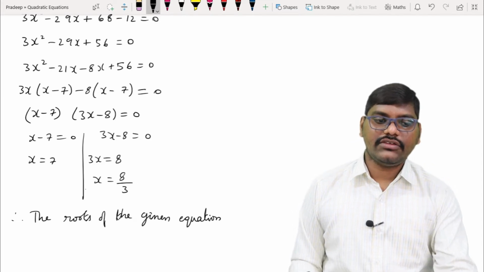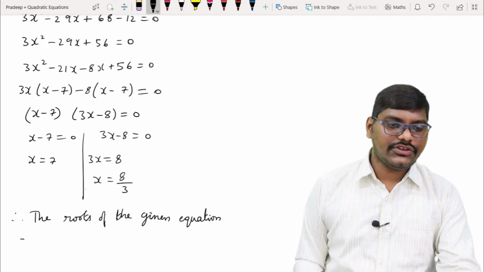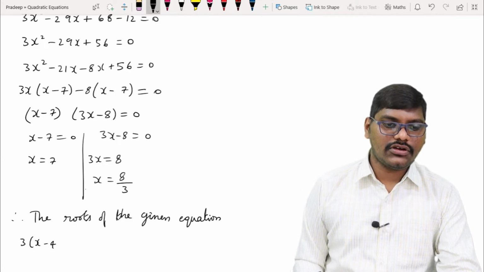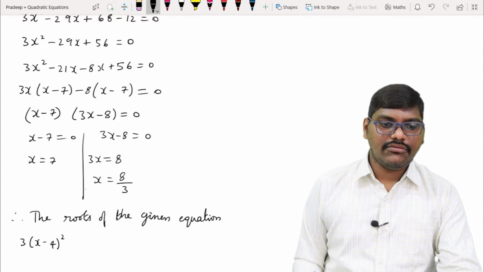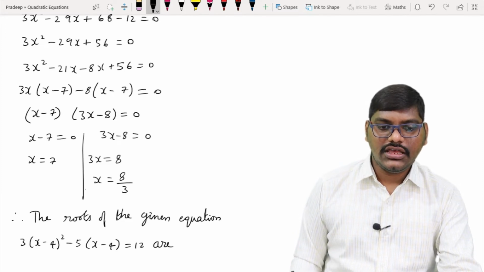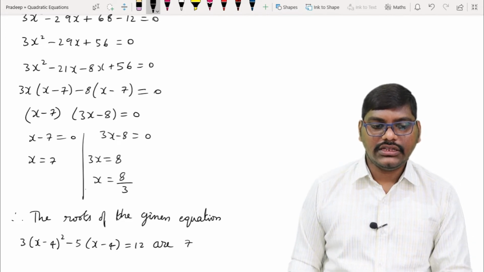So first, the given equation, that we'll also write here, is 3(x − 4)² − 5(x − 4) = 12, and the roots which we got are, one is 7 and the other one we got as 8/3.